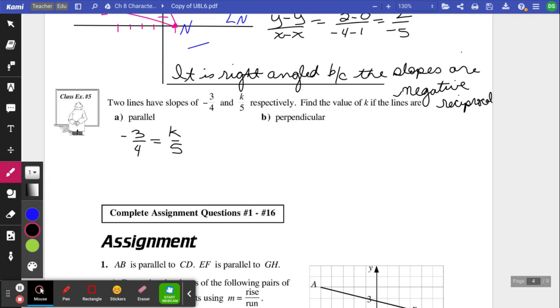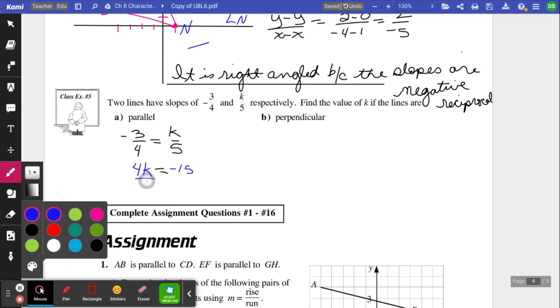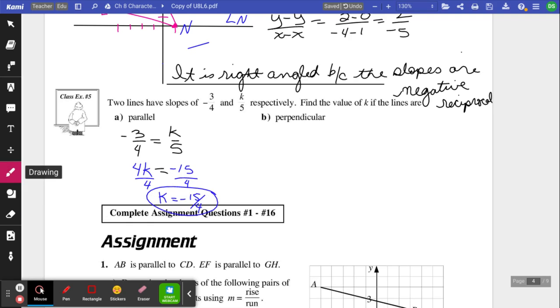Joey, do you have an answer? Cross multiply. When you cross multiply, the first thing you want to do is write down an equal sign. Then you go 4 times k on one side, so it's 4k, and 5 times -3 on the other side. Divide by 4, and it's some funky fraction, which is just fine. Done deal. Do y'all get that? That's the value of k if they're parallel, meaning the same.